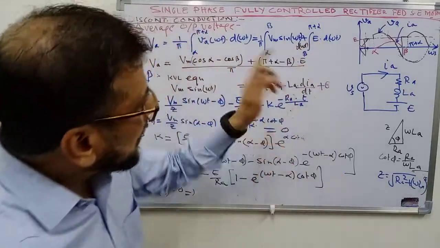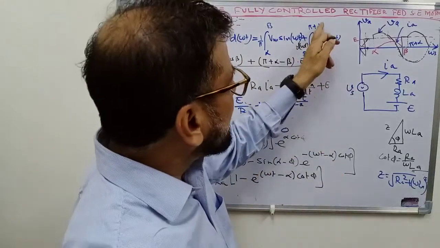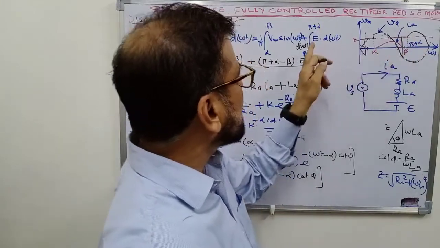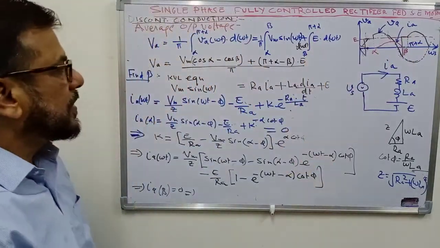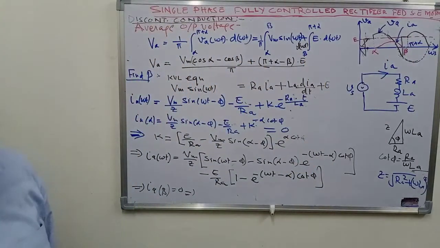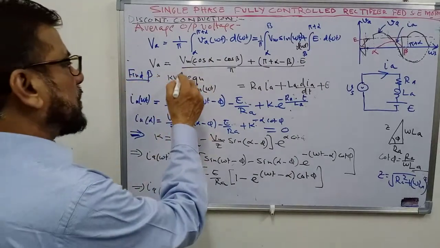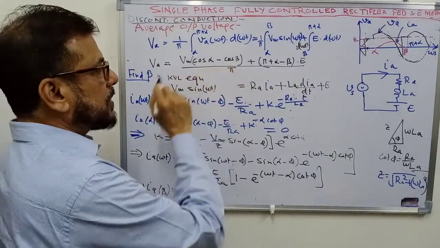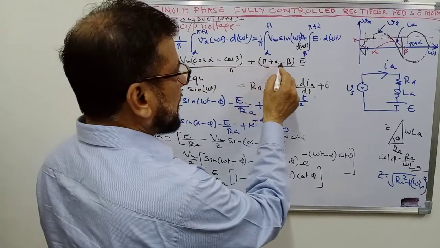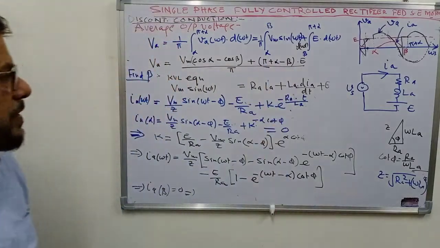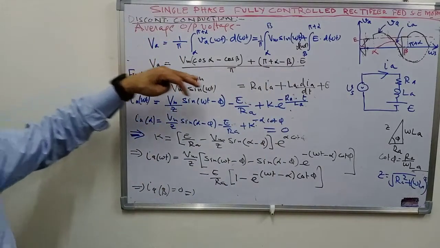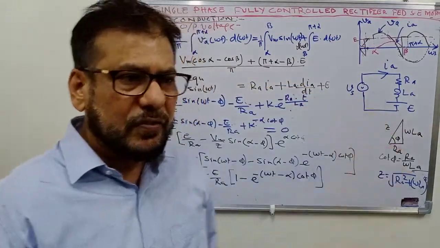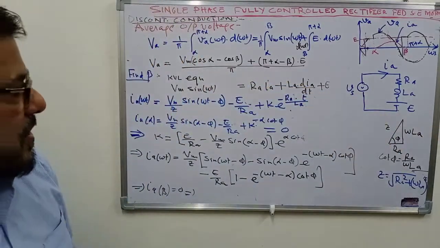Plus from beta to pi plus alpha, the value becomes equal to E, so E into d omega t. So integrate it and put the limits, and you will get VA is equal to Vm (cos alpha minus cos beta) plus (pi plus alpha minus beta) into E, divided by pi. So this is the average value of output voltage in the case of discontinuous conduction.